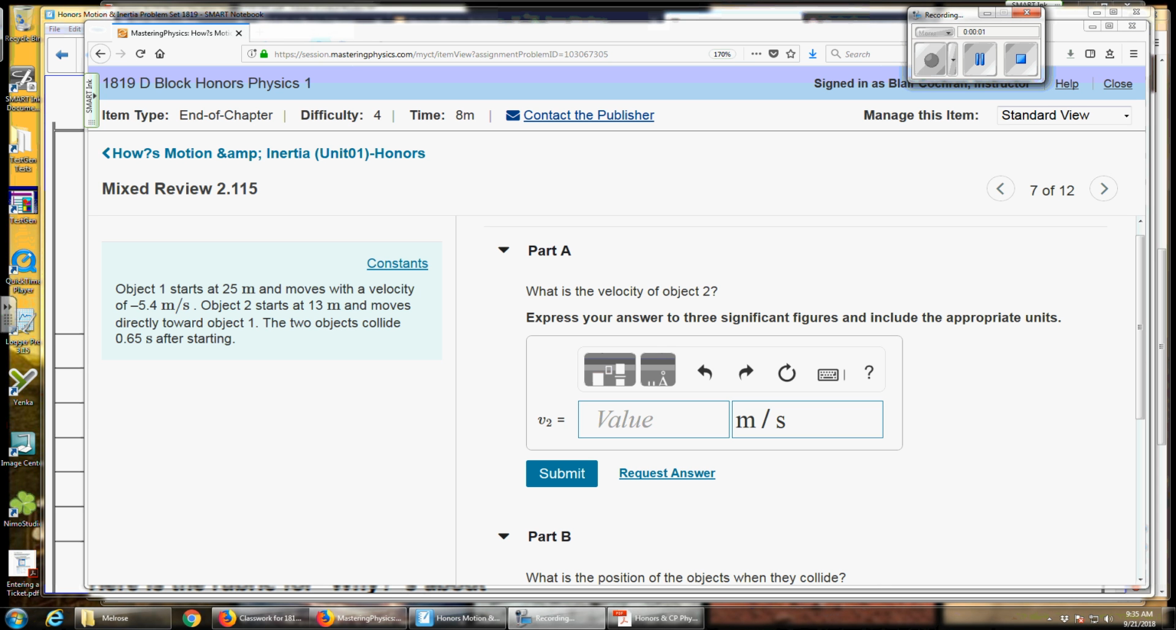All right, here we go. Number 7 for a second time. You've got two objects, and they tell you where they start. They tell you that they're moving towards each other, and that object 1 is moving in a negative direction, and that they collide after a certain amount of time, 0.65 seconds.